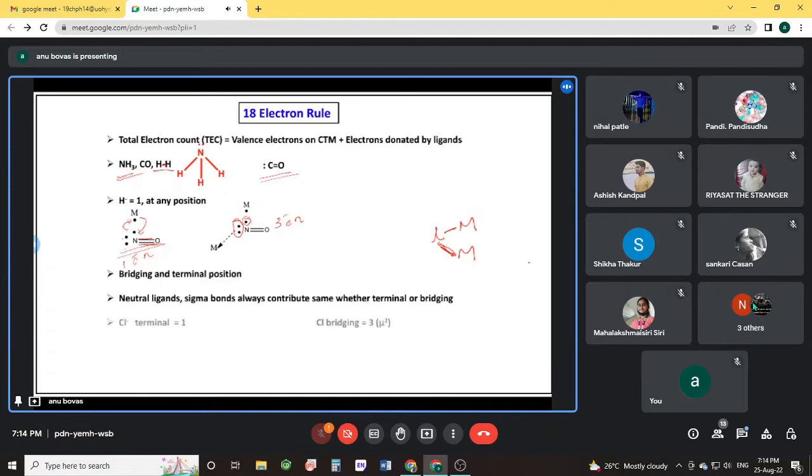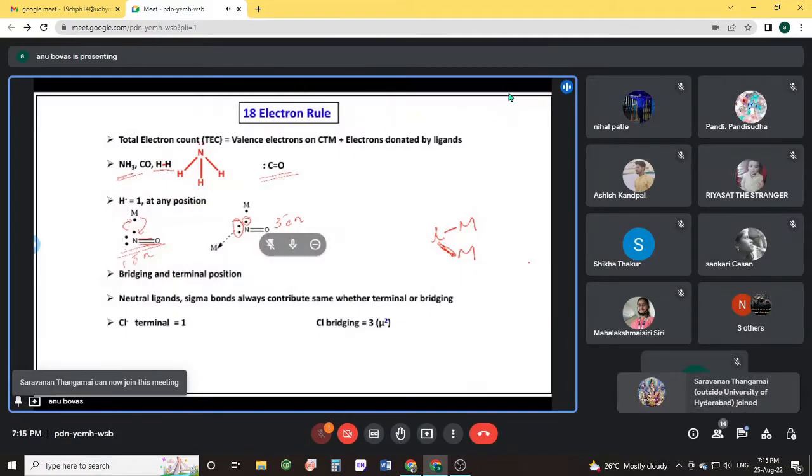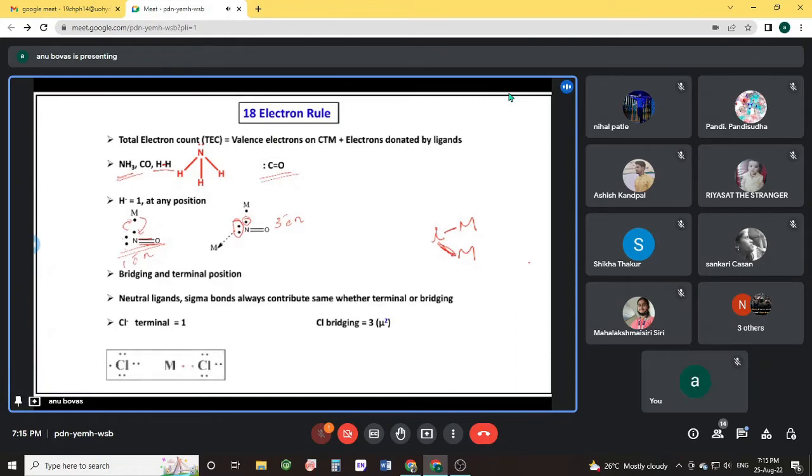For example, if we consider the structure of a chlorine atom, we can see that a chlorine atom has 7 valence electrons. First, the chlorine atom will accept 1 electron from the metal and donate 1 electron from itself. So, a chlorine at its terminal position will act as a 1 electron donor.